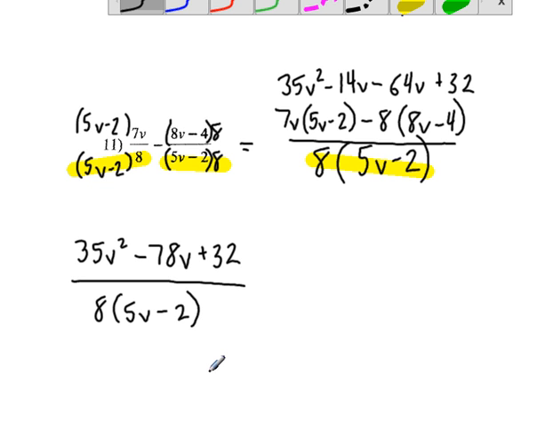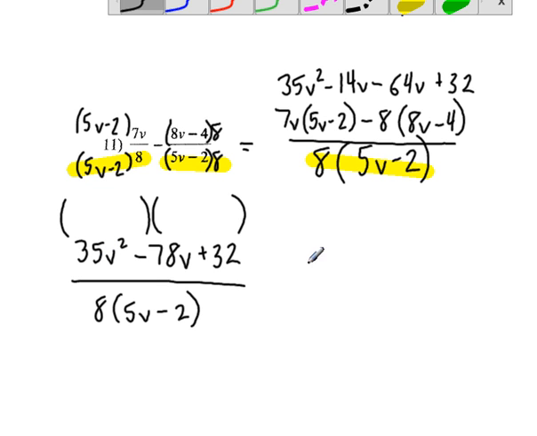Now is the time where you have to see if you can factor this trinomial at the top to possibly have a 5v minus 2 in it, because there may be something that we can go further with. And these are big numbers, and I don't see an easy way of reducing them. 35. No, I don't see a way of reducing it.